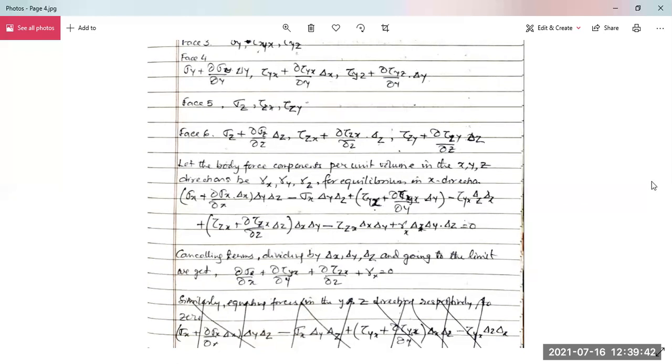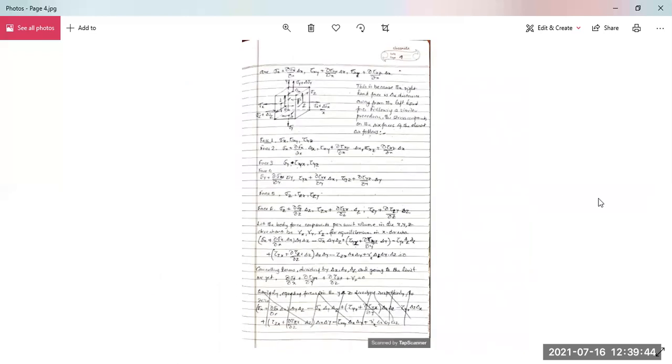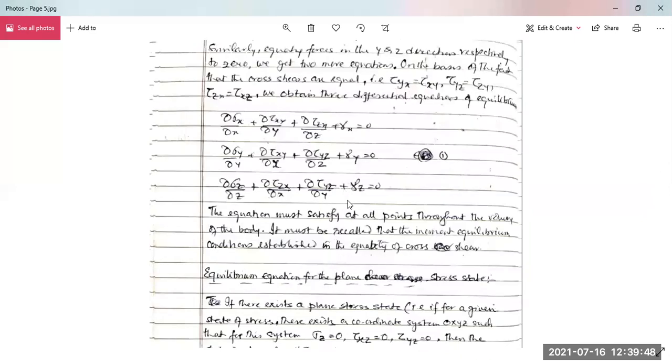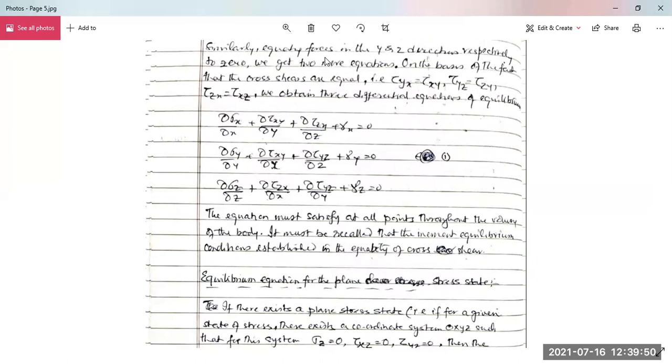Similarly, the equations for the forces in the y and z directions are effectively zero. We get two more equations on the basis that the complementary shear stresses are equal: tau yx is equal to tau xy, tau zx is equal to tau xz, etc.